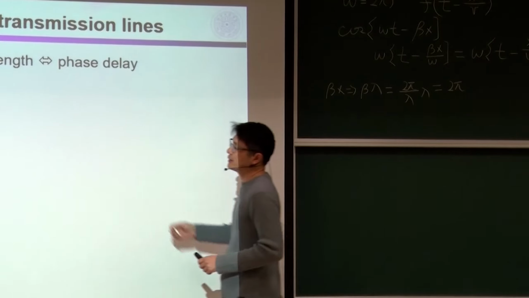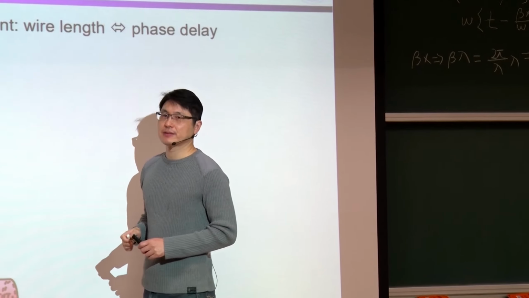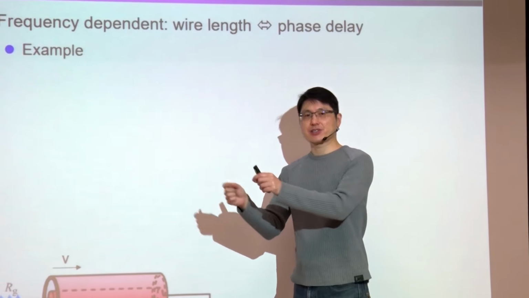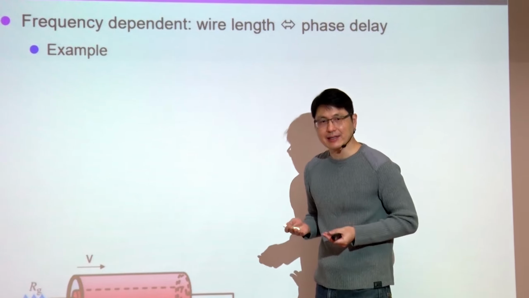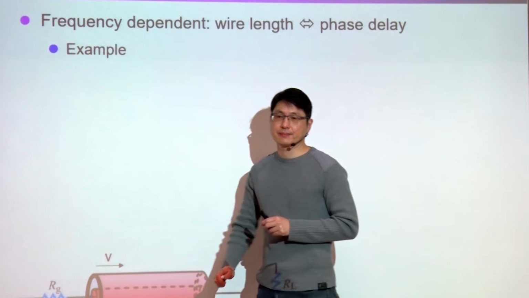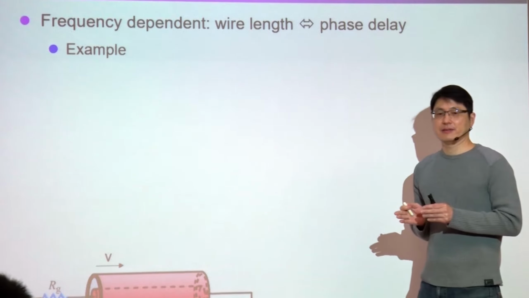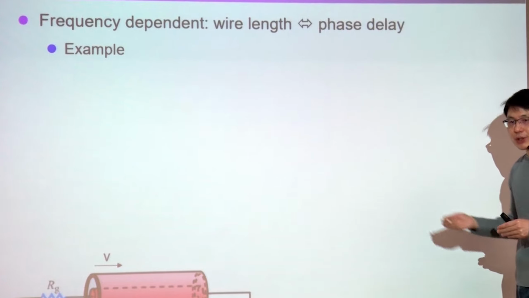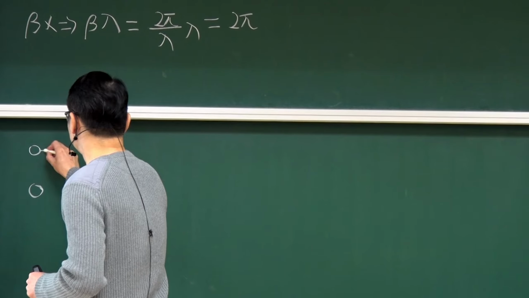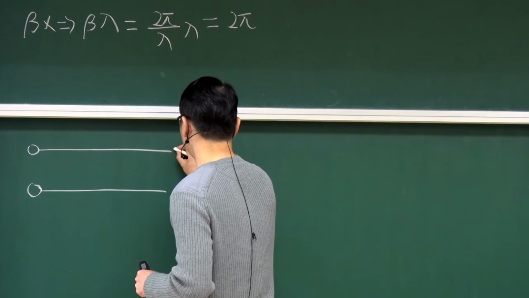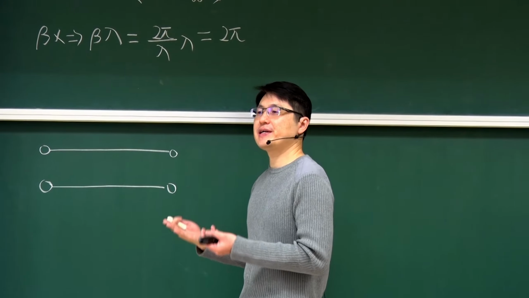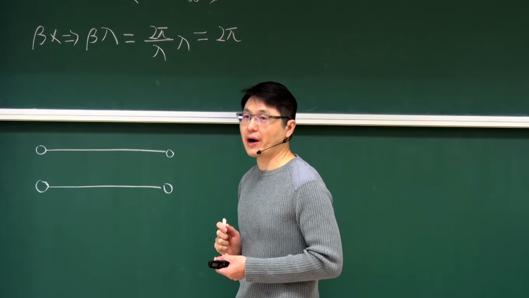As I mentioned in my PowerPoint, whether to treat two metallic conductors as a transmission line or not is really frequency dependent. It's solely frequency dependent, as I will show you later. I'll just write it down. I have a transmission line, which is comprised of two metallic wires.